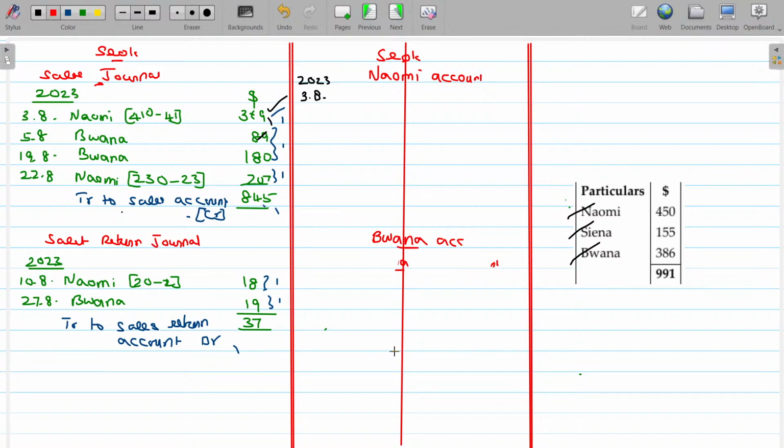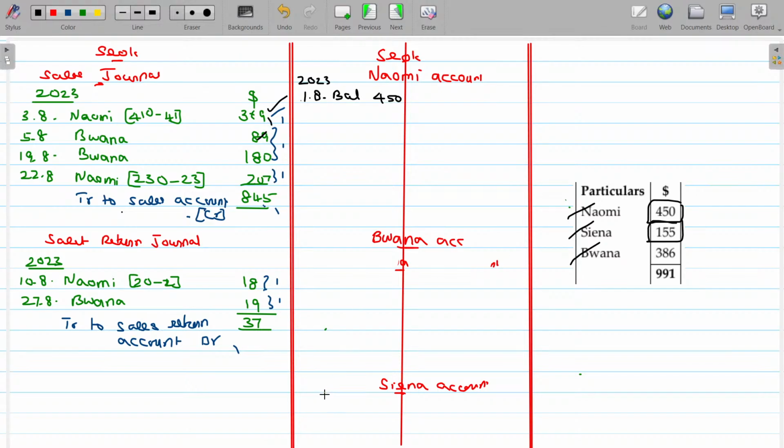Okay, here I am going to open Sienna account. Though they have asked for only Naomi account, I open all the three parties' accounts for your better understanding. We'll start with the 1st August. On 1st August, this is the amount they have, the balance brought down, value being 450.